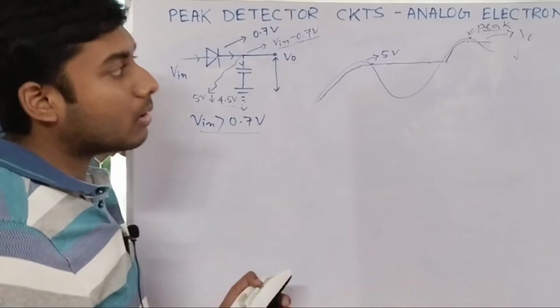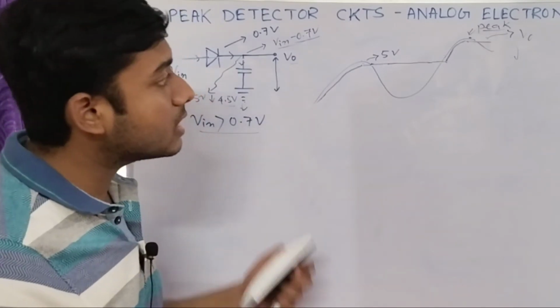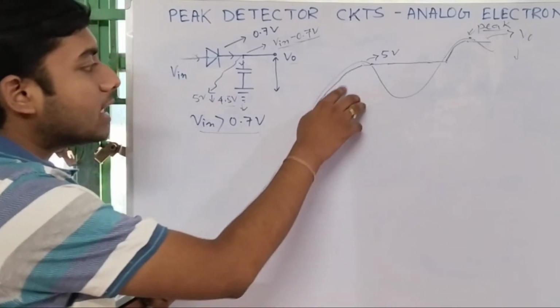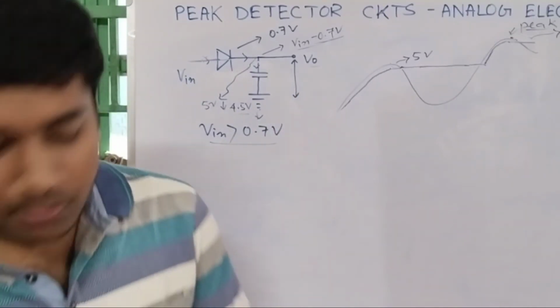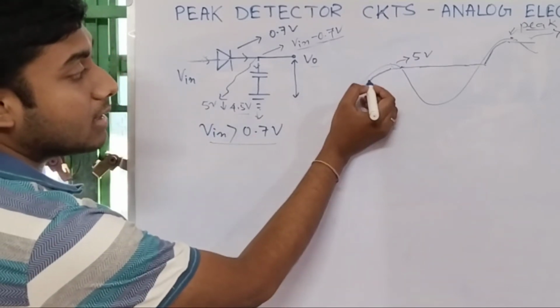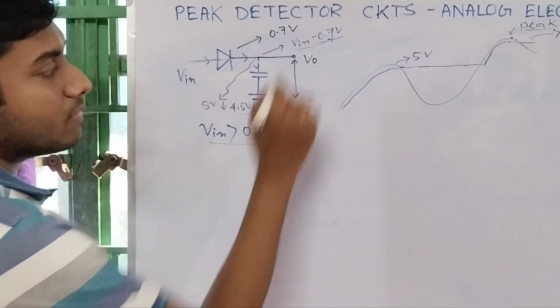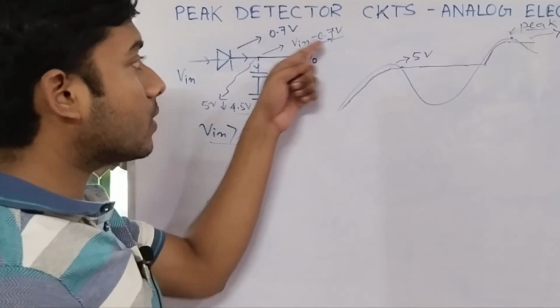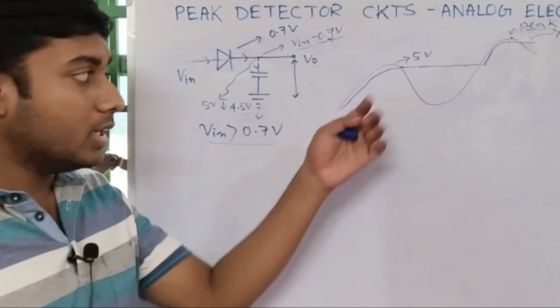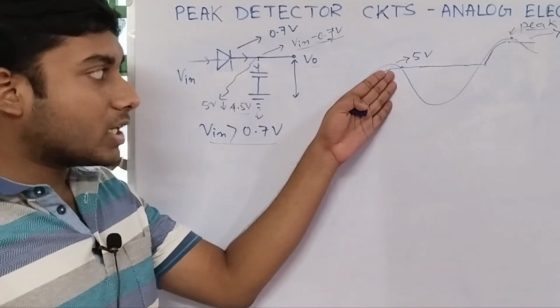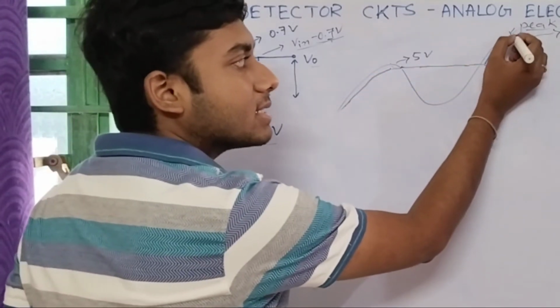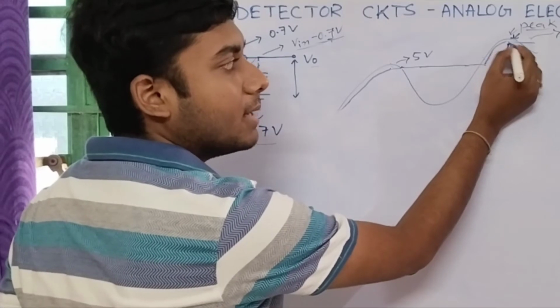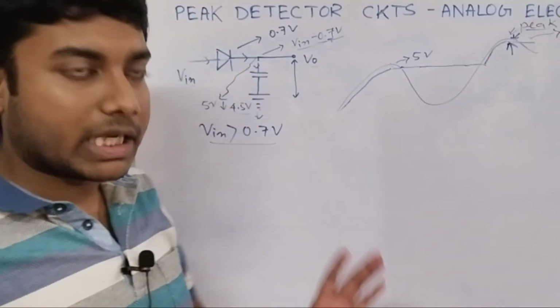Now there are several drawbacks of this circuit. What are the drawbacks? The first drawback is that V output is this and V input is this. There is a major problem: a voltage drop of 0.7 volt due to the forward voltage drop of the diode. So the actual peak is not detected by the V output. The actual peak is this, not this, right?